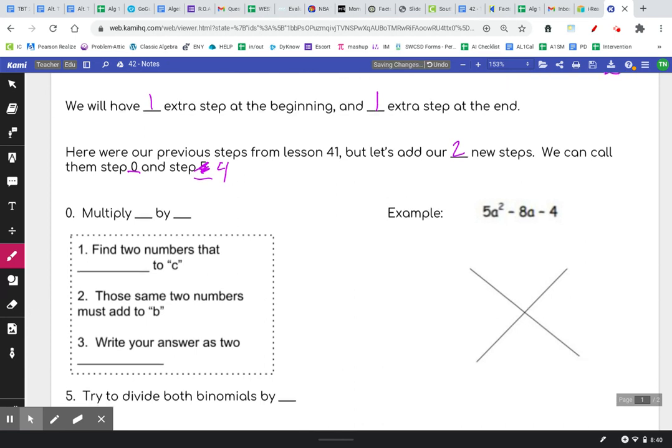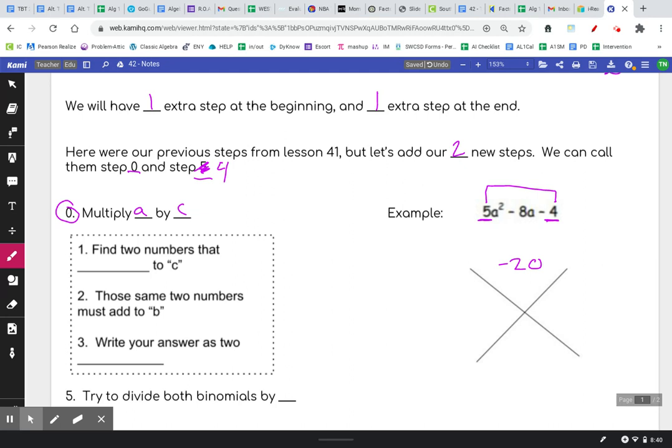Okay, so here's what our first new step is. We're calling this step 0. The first thing I need to do is I need to multiply A by C. Okay, so I'm taking this first term and I'm multiplying it by this third term. So I'm doing 5 times -4. Okay, and that gives me -20. That is now my number that goes up here in the top of this X.